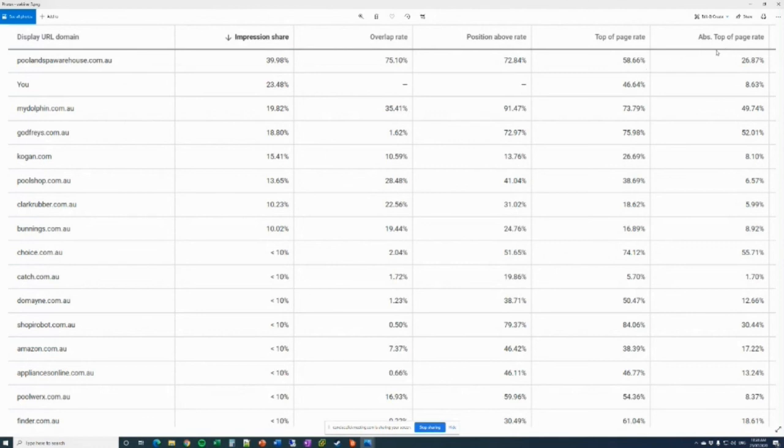And then this column on the right here that says ABS stands for absolute. So that means number one, the first place. So Pool and Spa Warehouse get 27% of the time.